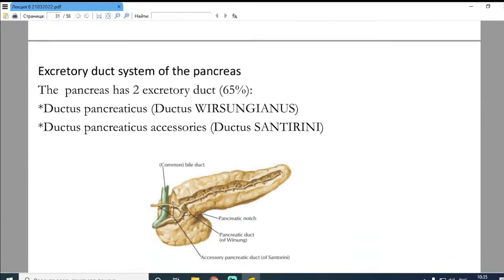Excretory duct system of the pancreas. The pancreas has two excretory ducts, ductus pancreaticus and ductus pancreaticus accessorius. This is ductus pancreaticus, opening in the duodenum, and ductus pancreaticus accessorius opens into the duodenum.